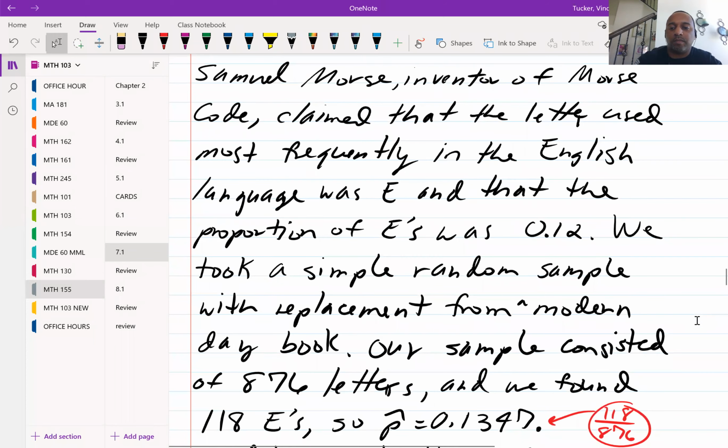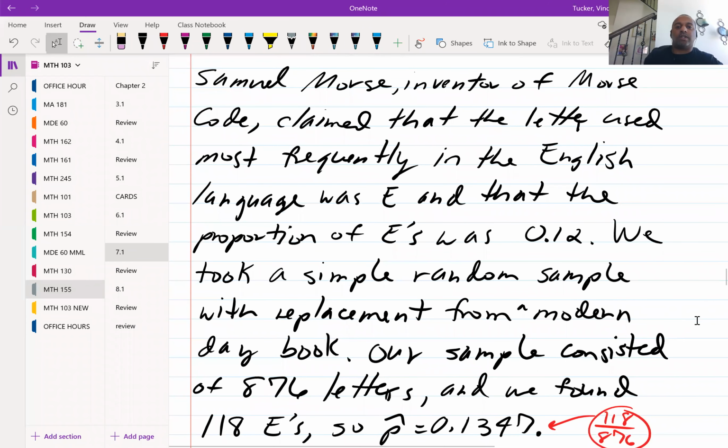Let's see, can I get the bottom? Nah. Okay. So I'll give you a chance to write it, but Samuel Morse, inventor of the Morse code, claimed that the letter used most frequently in the English language was E, and that the proportion of E's was 0.12. We took a simple random sample with replacement from a modern day book. Our sample consisted of 876 letters, and we found 118 E's. So p hat is 0.1347. There's a little more to it, but I'll give you guys a chance to write this before I scroll up.